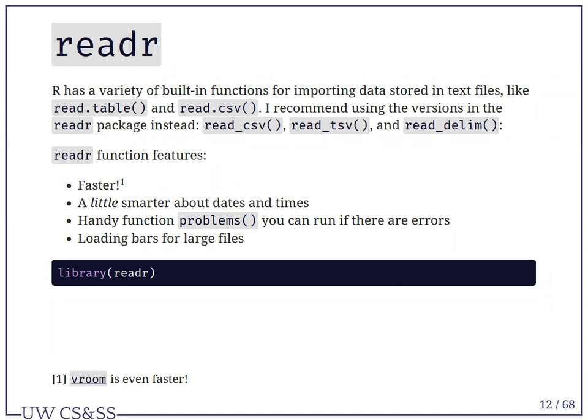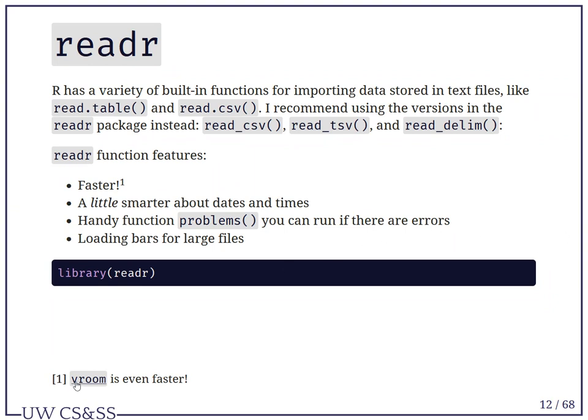It's also a little bit smarter about dates and times. Often, if you use read.table, it will not understand that something is a date, but read_csv tries to guess what type of column you have, and tends to be pretty good about knowing whether or not something is a date. It has handy functions like the problems function that you can run if there are any particular errors, like if you suspect that the data set's going to have 25 columns and you only loaded in 2, problems can typically help. And it also provides a loading bar, so it tells you how long something is going to take before it's loaded all the way in.